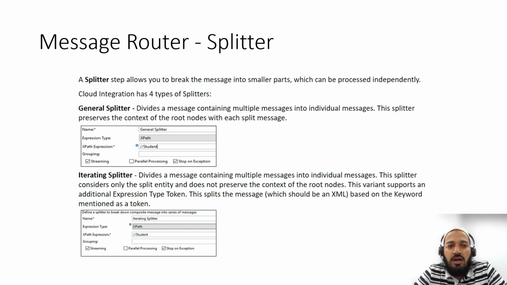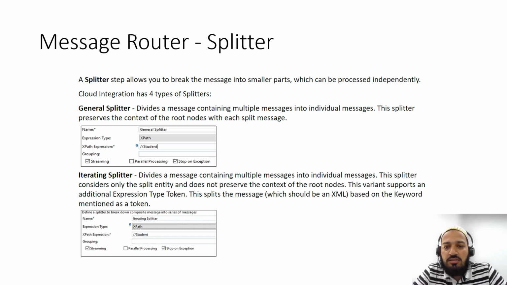Basically, a general splitter will just divide a message containing multiple messages in it. It preserves the context of the root node in each split message. So it will just take the root nodes and split the message. An iterating splitter divides a message containing multiple messages into individual messages. It considers only the split entity and does not preserve any context of the root nodes.